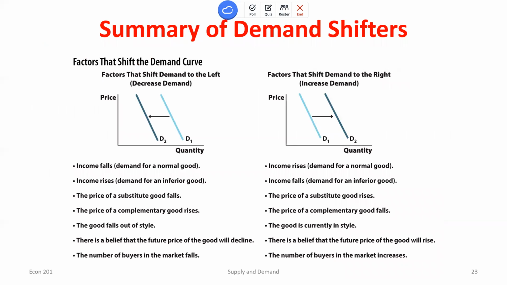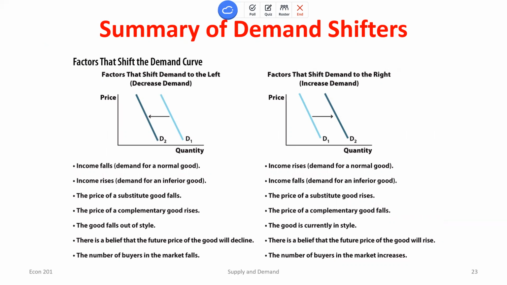So I've got somewhat of a summary slide here. It has a nice visual that reminds you a demand increase is a shift to the right or up. Demand decrease is a shift left or down towards that 0 point. And then it talks about the different things that could change, right?